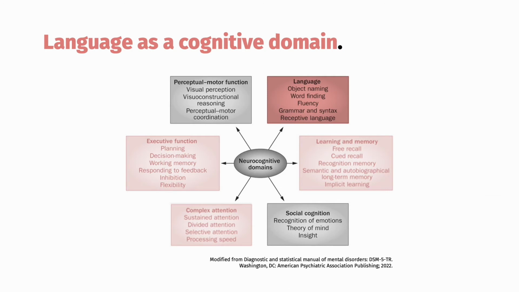Language is a means of communication. DSM-5 defines 6 key domains of cognitive function, and each of these has subdomains. Among neurocognitive domains, language is supposed to be correlated with attention, which is the complex attention, working memory in executive function, and long-term memory in learning and memory, as it requires a complex process for comprehension and production.